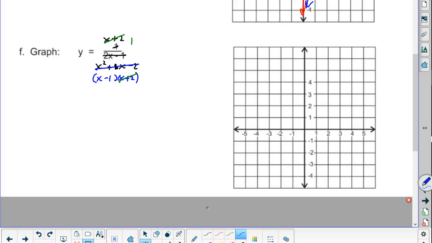Okay. So now that we look at this thing, what would be the center point? What would you conclude the center point is? Okay, 1, 0, right? 1, 0. What would be the vertical asymptotes? X equal 1, right?